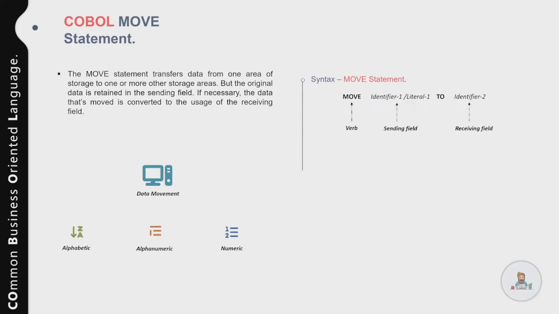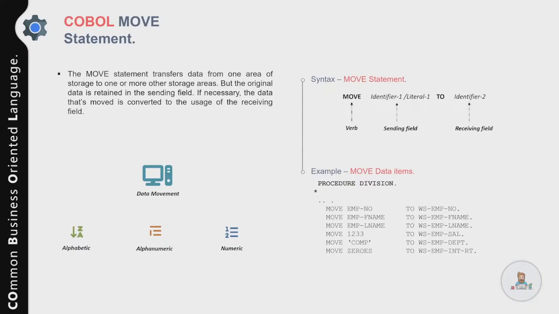And lastly, if the receiving field is larger than the sending field, the receiving field is filled out with trailing spaces in an alphanumeric move and leading zeros in a numeric move. And if the receiving field is smaller than the sending field, the data being moved may be truncated. Now let's talk about the syntax. The syntax of the move statement begins with the move keyword. After that, you have identifier 1 or literal 1, which is the sending field. Thereafter, you have the to keyword followed by identifier 2, which is the receiving field.